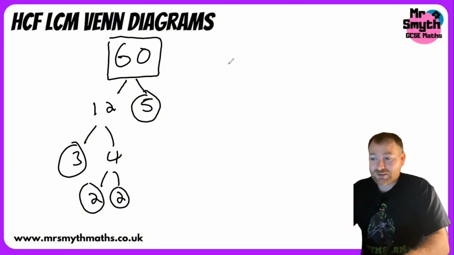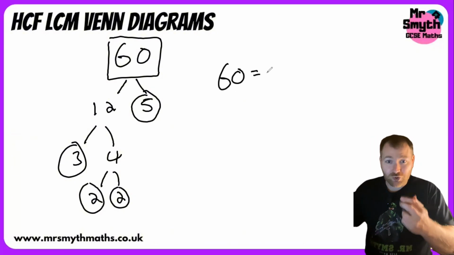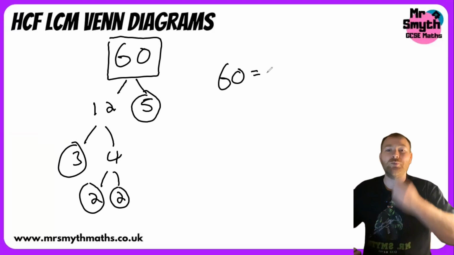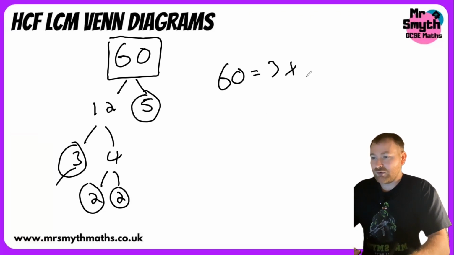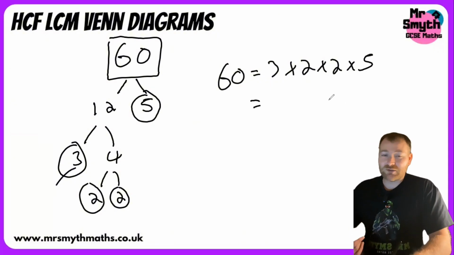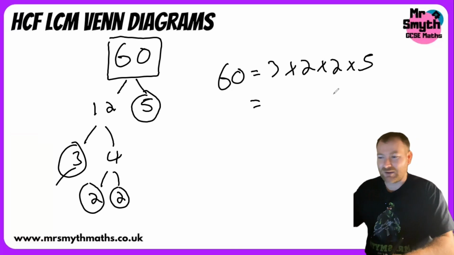Now the question might say to you, write down the prime factors. It might say list it as a product of its prime factors. That's the key word, product of its prime factors. So we're going to list all the numbers: 3 times by 2 times by 2 times by 5. We can list them in order. It doesn't necessarily have to be in order, you'll still get the full marks, but it is a bit nicer.